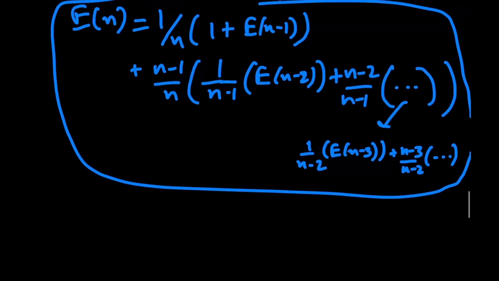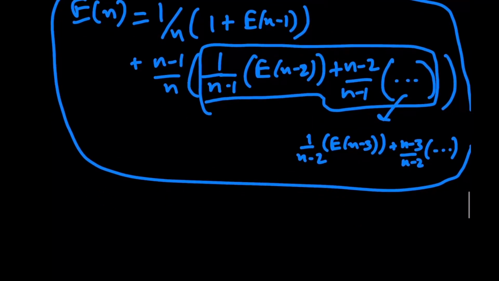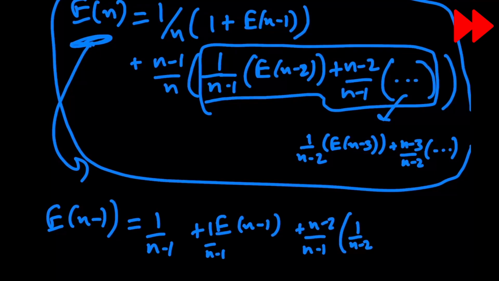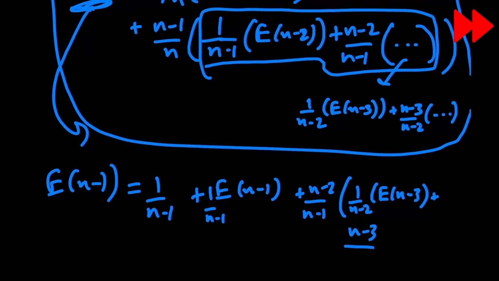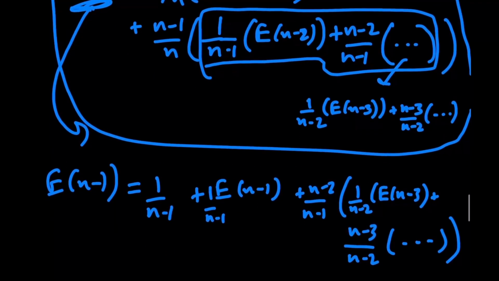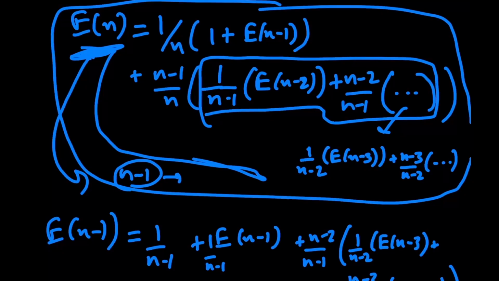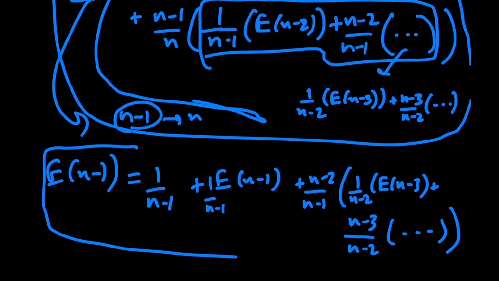Now, if we look closely, this value over here is very similar to e of n minus 1. Now, if I were to use the exact same formula and try to write e of n minus 1, it would look like this. So all I've done over here is I took this entire equation over here and plugged in n minus 1 wherever I found n, right? And I get the value of e of n minus 1.